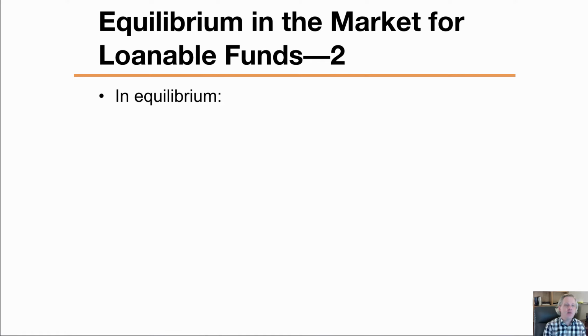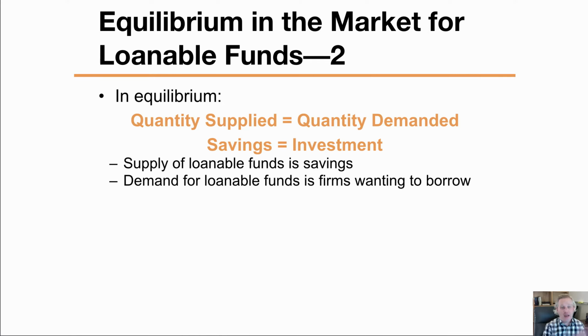So in equilibrium, the quantity supplied equals the quantity demanded, meaning that the amount of savings equals the amount of investment that firms are doing with the loanable funds that they get. Supply of loanable funds is savings. Don't forget that. The demand for loanable funds is firms wanting to borrow. That's the investment side over here.